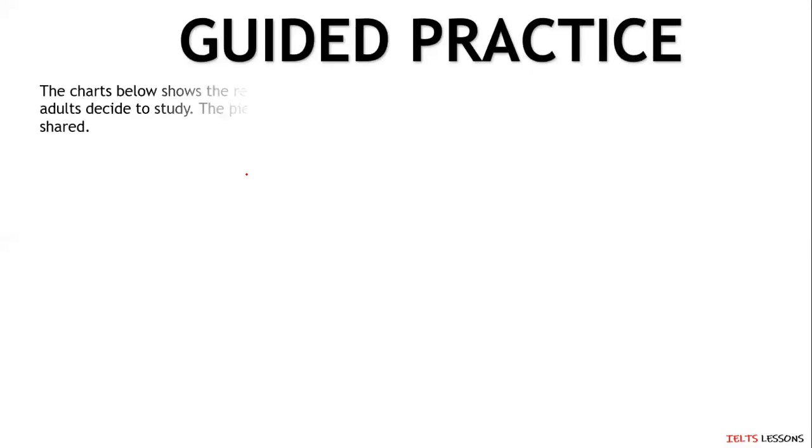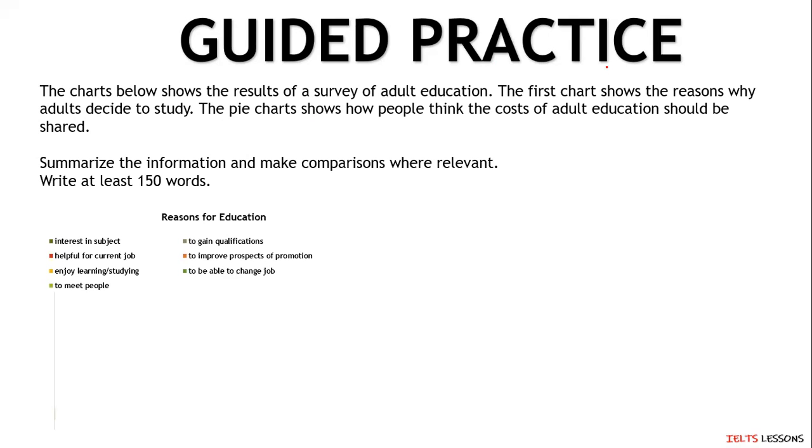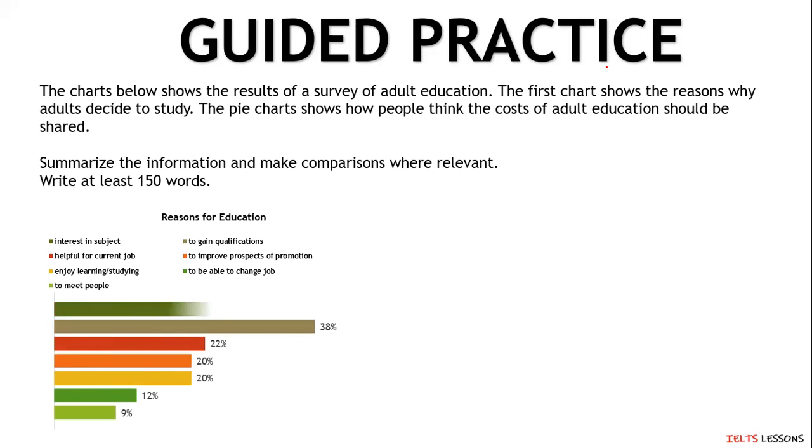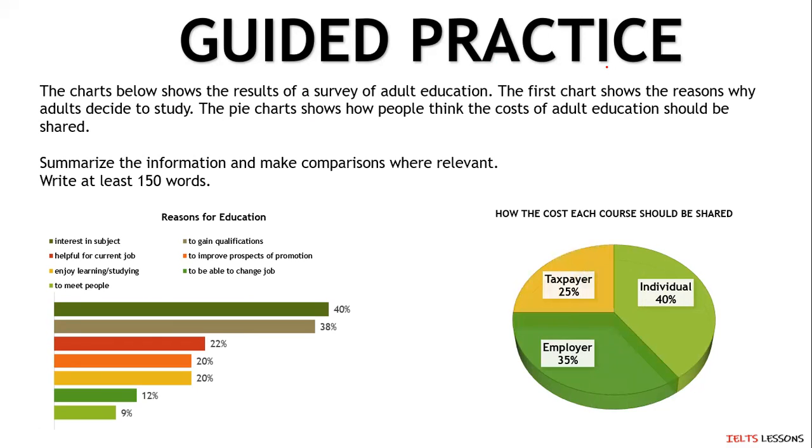After our short break, we're going to have guided practice, and we're going to develop an essay based on the graph here. This graph is about reasons for education and how the cost of each course should be shared. So this will be our topic for the guided practice after our short break.